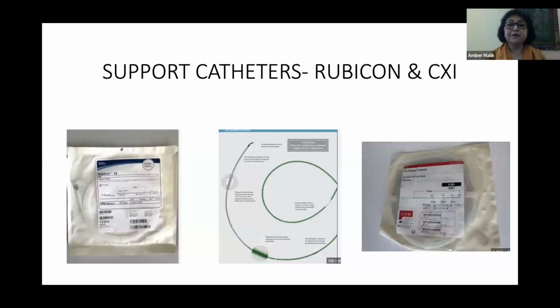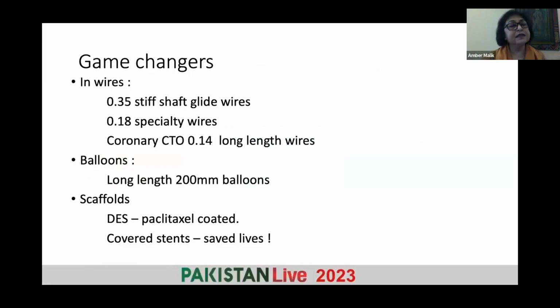And then there are some of the support catheters which are available here. I've shown these because these are the ones that are available. Otherwise, there can be quite a few. And these are the Rubicon, which is Boston Scientific, and CXI, which is Cook. Cook is very helpful with these. Then the game changes for us, basic simple techniques.